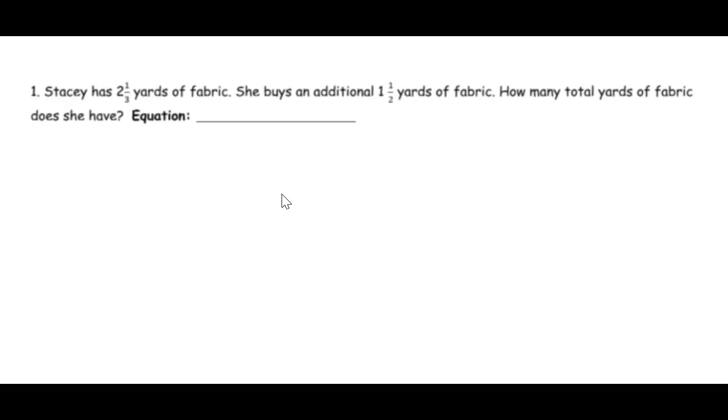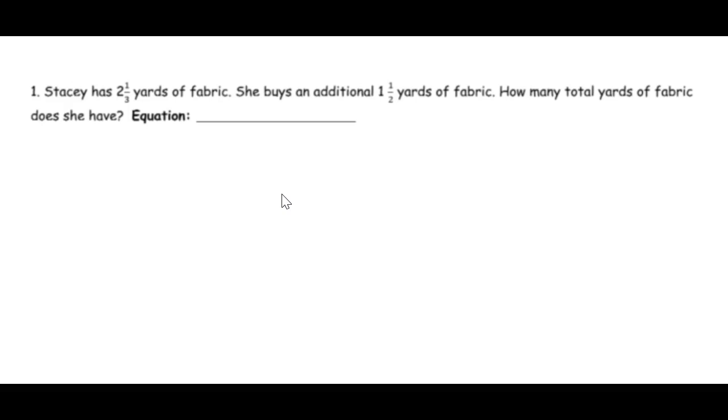Okay, guys, so make sure your name's at the top of your paper, and then we're going to look at question 1. Question 1 says, Stacy has 2 1/3 yards of fabric. She buys an additional 1 1/2 yards of fabric. How many total yards of fabric does she have?